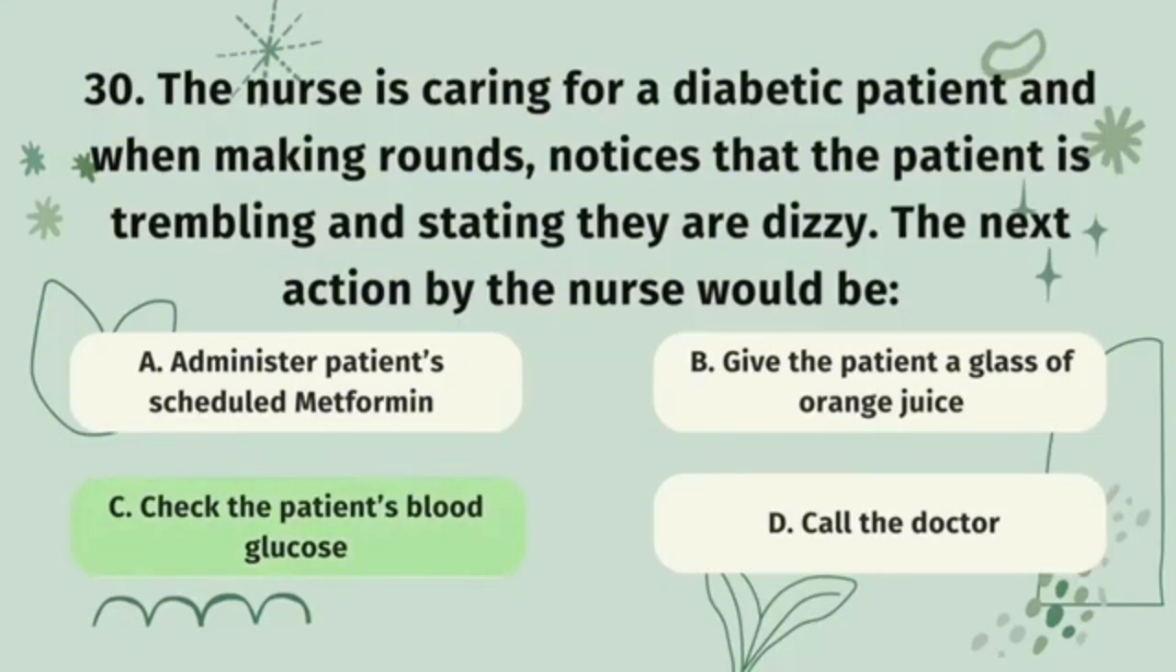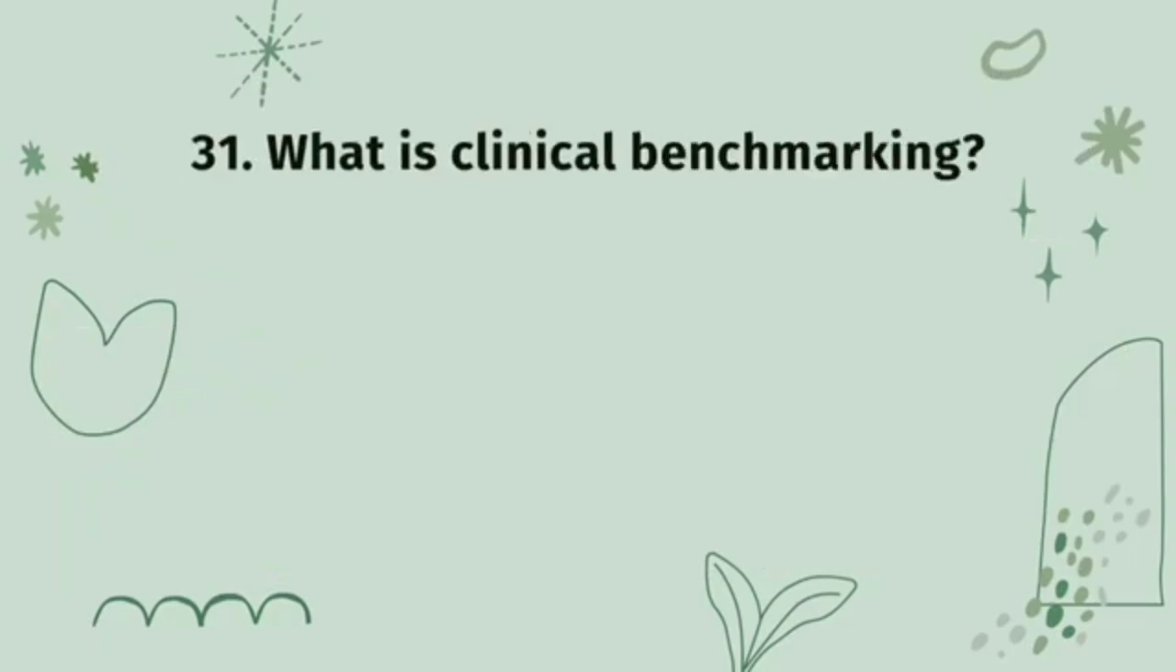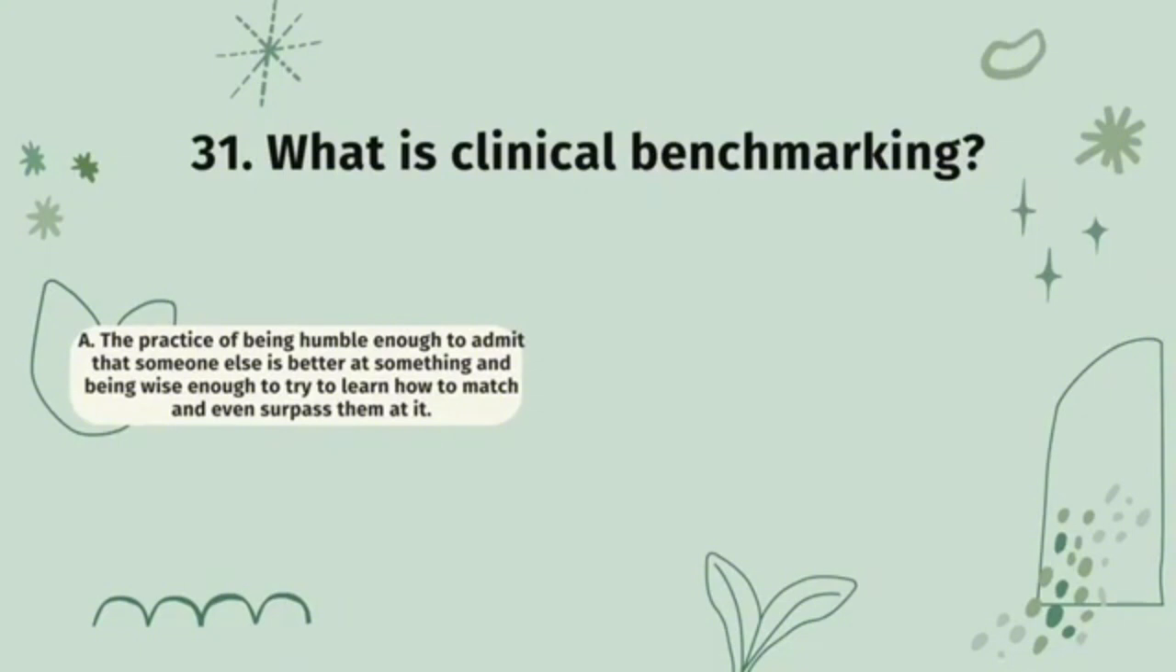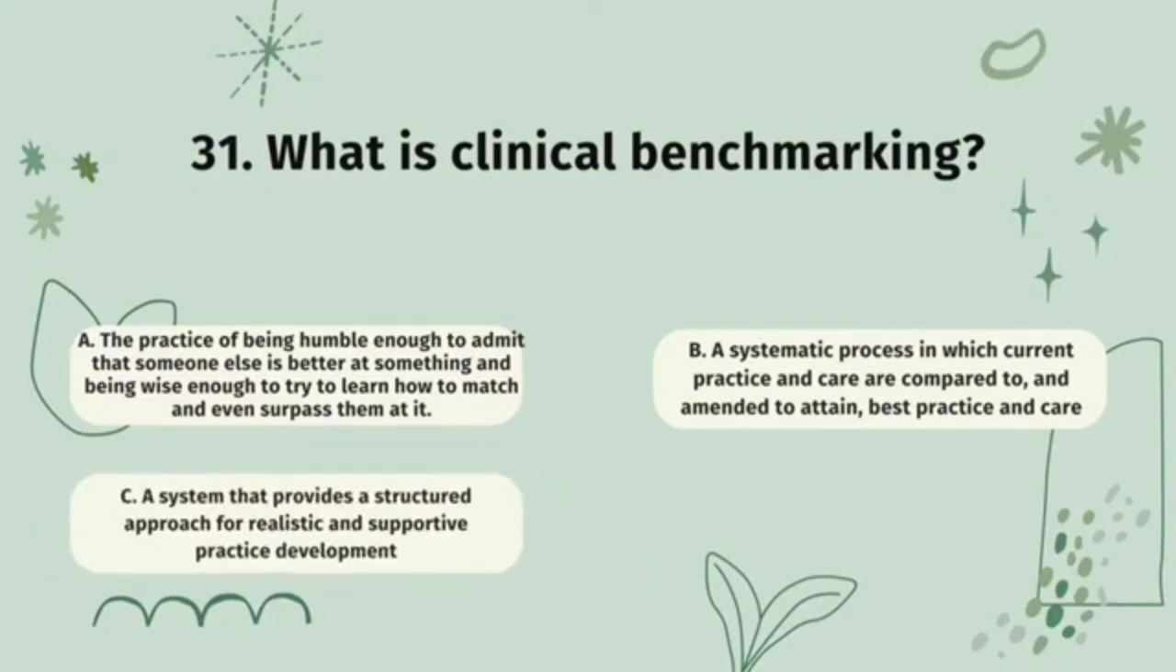The correct answer is C. Question 31. What is clinical benchmarking? Option A. The practice of being humble enough to admit that someone else is better at something, and being wise enough to try to learn how to match and even surpass them at it. Option B. A systematic process in which current practice and care are compared to and amended to attain best practice and care. Option C. A system that provides a structured approach for realistic and supportive practice development. Option D. All of the above.